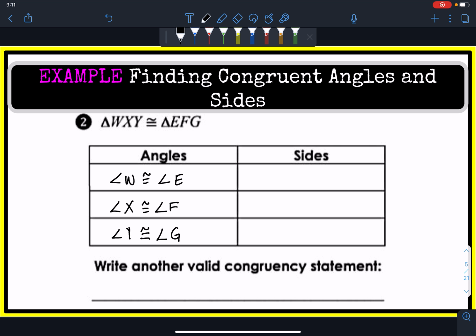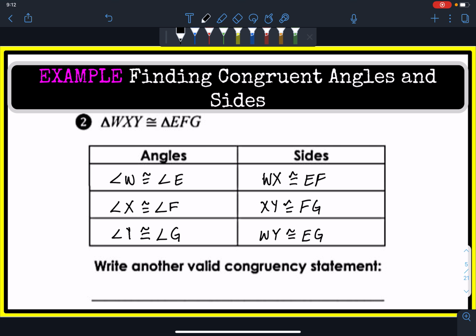And then the same thing with the sides. And again, this is not only true for triangles, but any two congruent shapes. So if I get side WX, that's going to be congruent to the corresponding side EF. XY is congruent to the corresponding side FG. And WY is going to be congruent to the corresponding side EG.